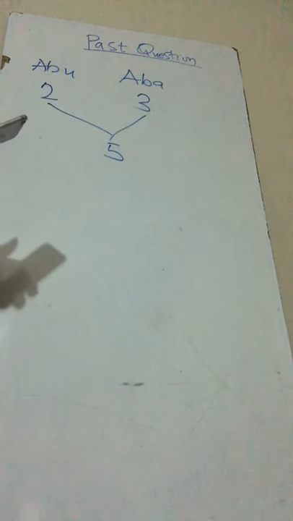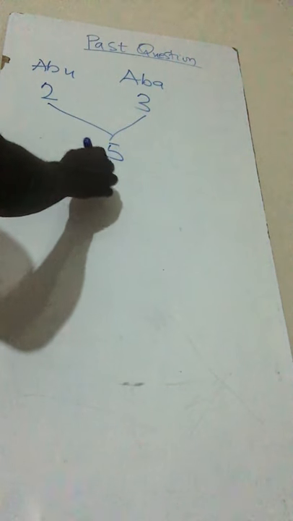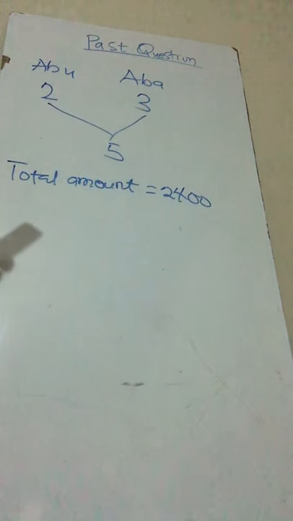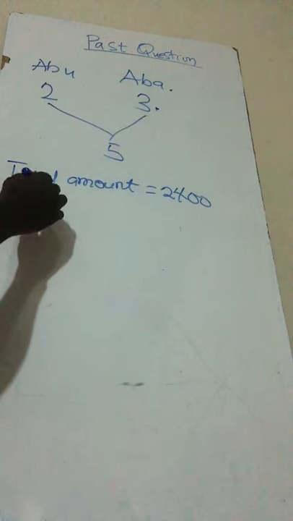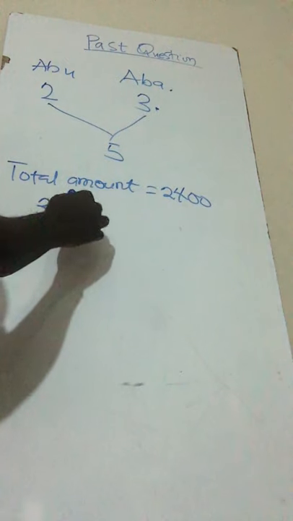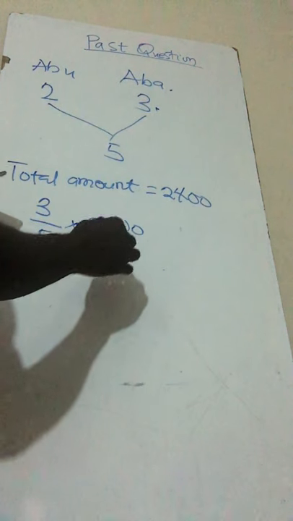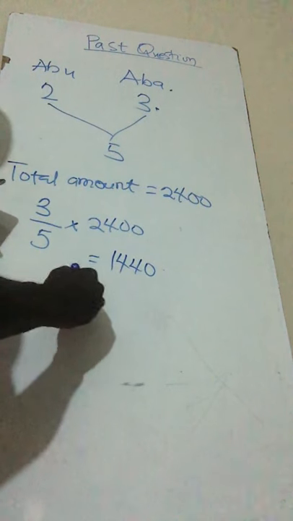And in ratio, when you are given the ratio, you have to add the ratio. So 2 plus 3 is what? Is 5. 2 plus 3 is 5. Now the total amount is what? 2,400. Now you've been asked to find how much did Abba receive. This is Abba. So Abba will be 3. Abba's ratio over the total ratio times the amount, which is 2,400. So when you do this, you will get 1,440. So the answer for number 5 is C.